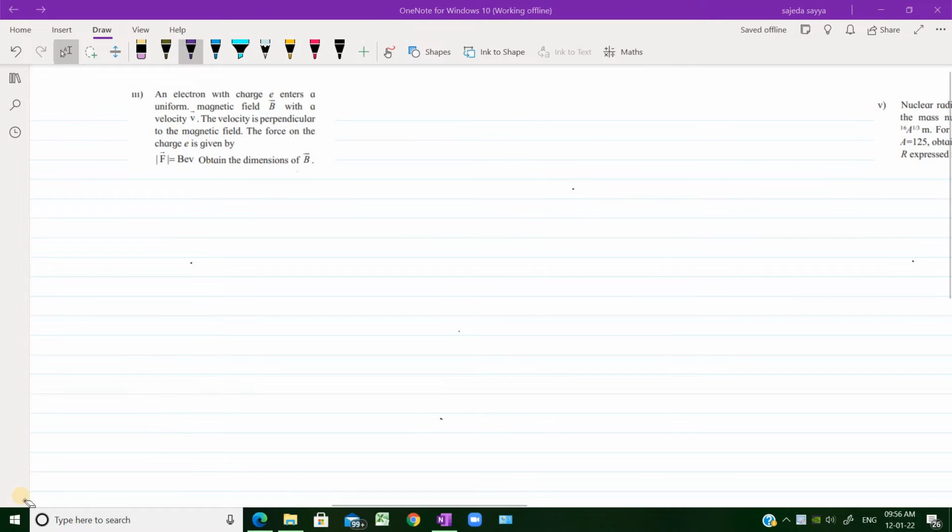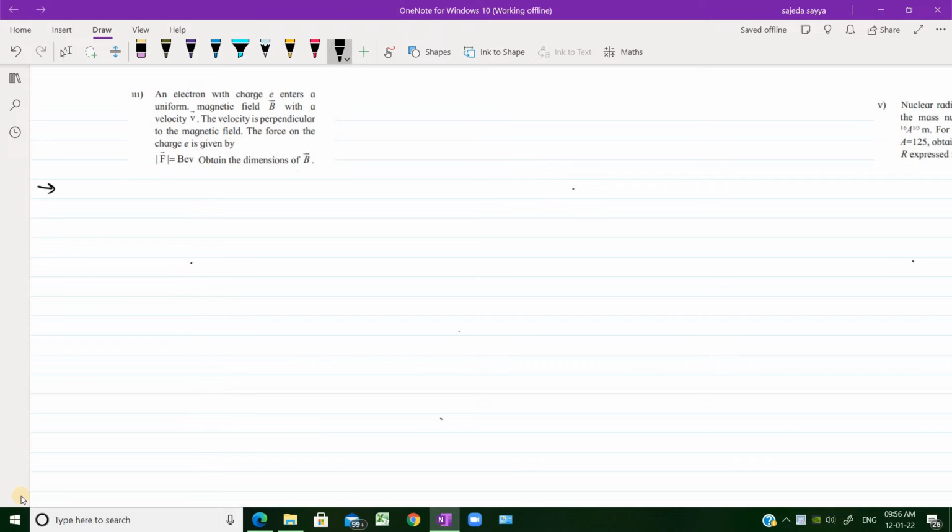Good morning. We are asked to find in this example. Let me first of all read the example. An electron with charge e enters a uniform magnetic field B bar with a velocity v bar. The velocity is perpendicular to the magnetic field. The force on the charge e is given by F bar is equal to Bev. Obtain the dimensions of B bar. So let's do it.